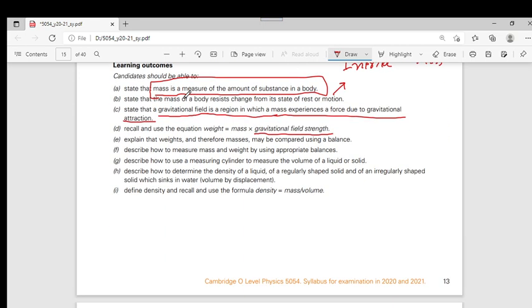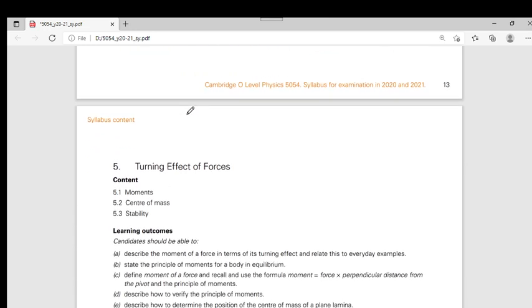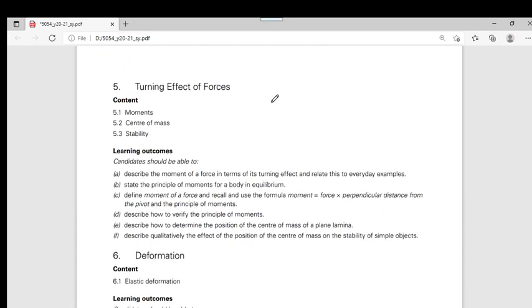The definition of density. The density is the mass per unit volume. That is called the density. So these are the definitions related with this topic. Then move towards the next one. Turning effect of forces. The moment. Now we will define the moment. So moment is defined as the product of the force and perpendicular distance from the pivot. That is called the moment.